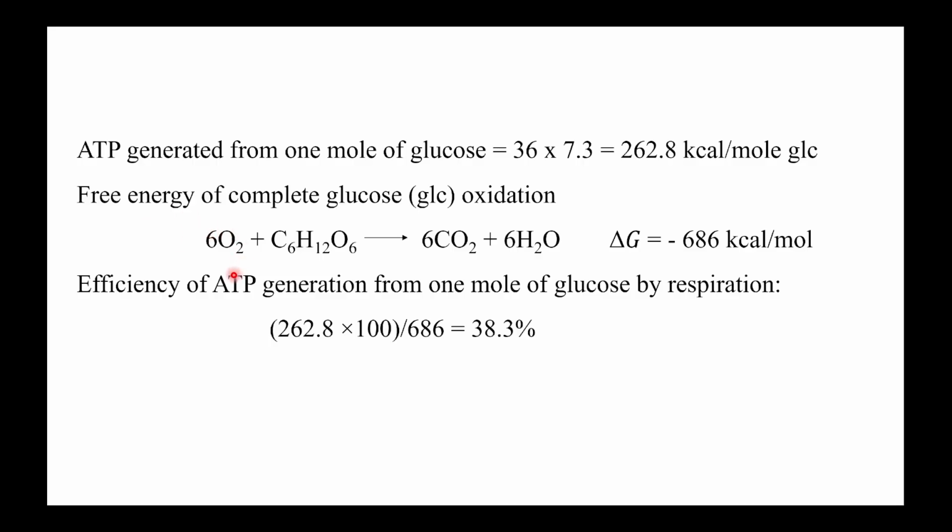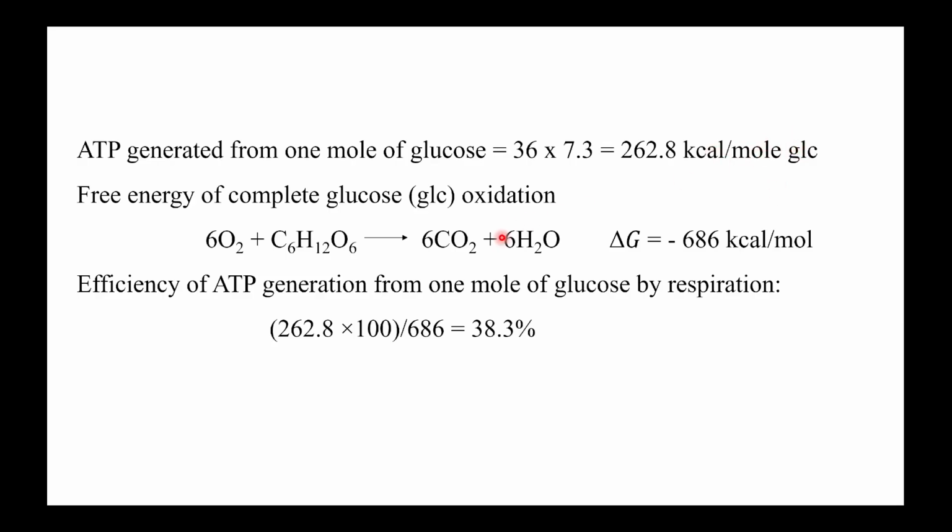So this is the free energy of the complete glucose oxidation. Glucose is oxidized into 6 molecules of carbon dioxide and 6 molecules of water, and the Gibbs free energy for this reaction is given as minus 686 kilocalorie per mole. ATP generated from 1 mole of glucose is 36. So 36 ATP will yield 262.8 kilocalorie per mole, per mole of glucose basically.